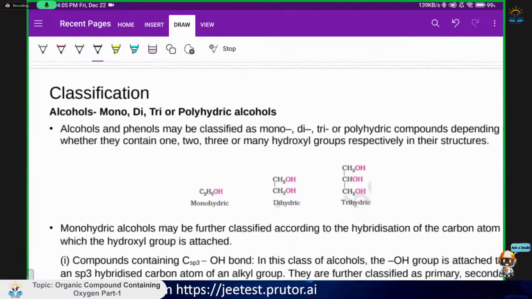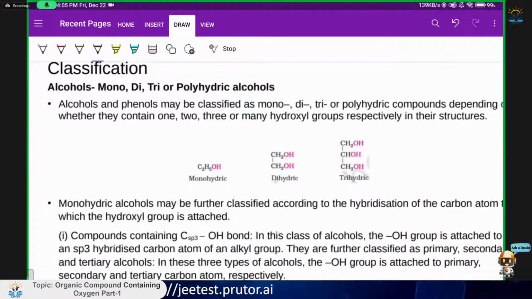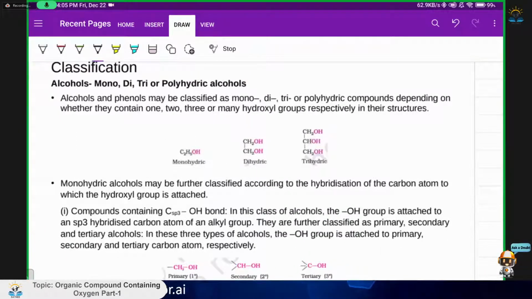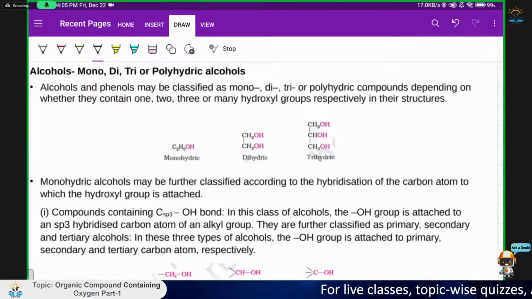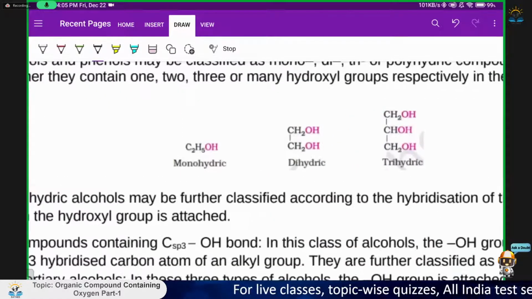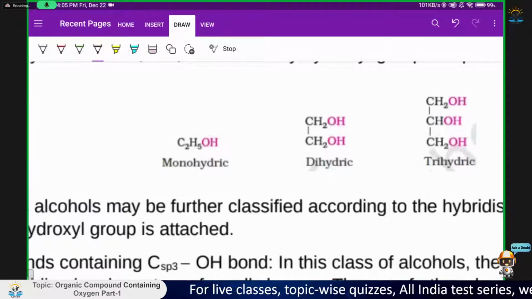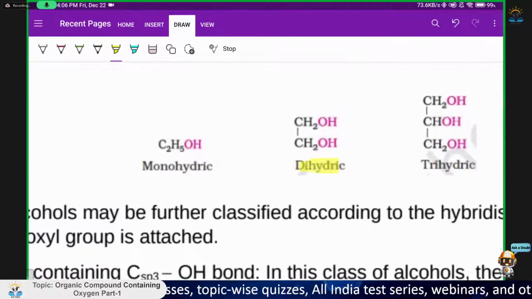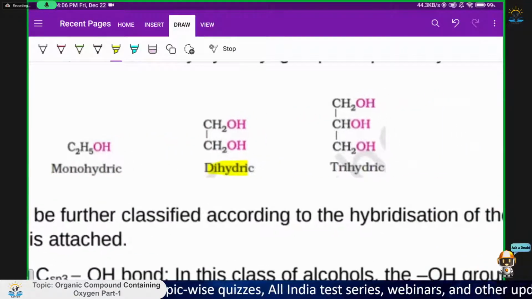Now classification of alcohols: mono, di, tri or polyhydric alcohols. Alcohols and phenols may be classified as mono, di, tri or polyhydric compounds depending on whether they contain 1, 2, 3 or many hydroxyl groups respectively in their structures. So depending on the number of OH groups, we may classify alcohols into mono, di or trihydric. Here we have an example of ethanol, which is a monohydric alcohol. And here we have ethylene glycol, which is a dihydric alcohol. And here is an example of a trihydric alcohol.